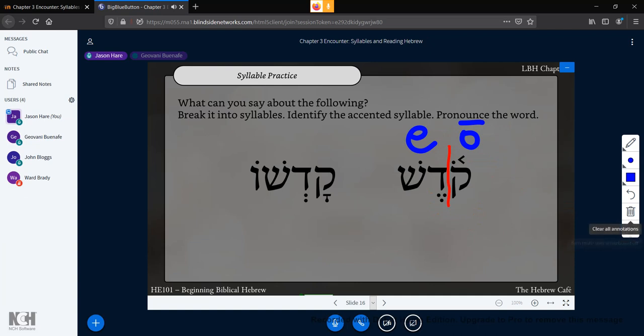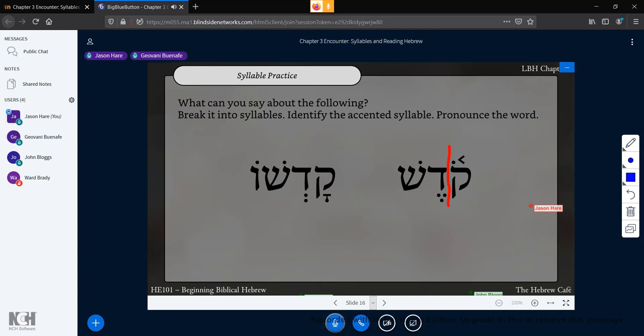So how do we pronounce it? And do you have any guess in the world what it might mean? First pronounce it again, and then try to guess. Kodesh. Maybe you've heard it. Holy? Holiness? Yes. Kodesh is a noun, holiness. So you've heard of Ruach HaKodesh, the spirit of holiness, the Holy Spirit.